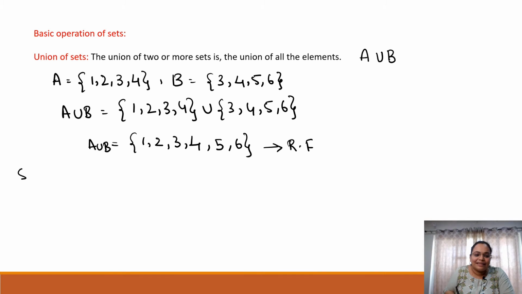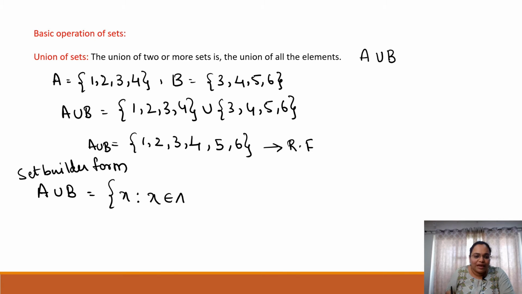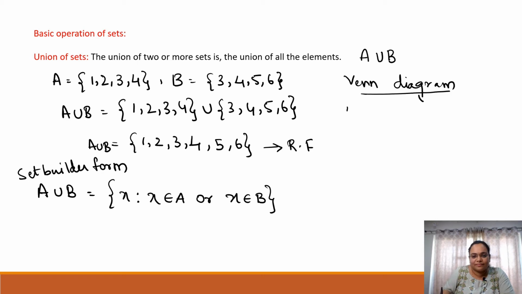Now let's write in the set builder form. Set builder form for A union B: {x such that x belongs to A or x belongs to B}. Now let us represent it in a Venn diagram.